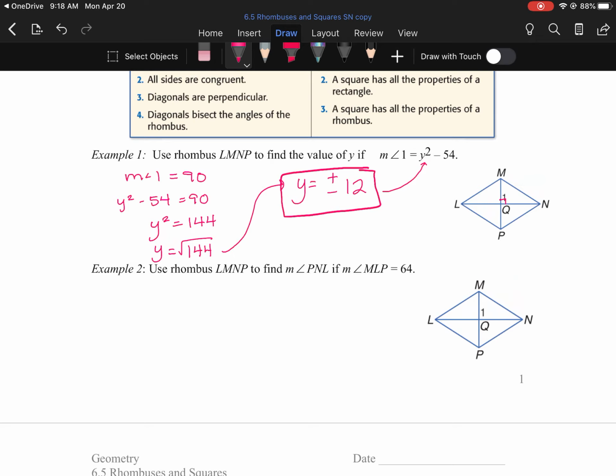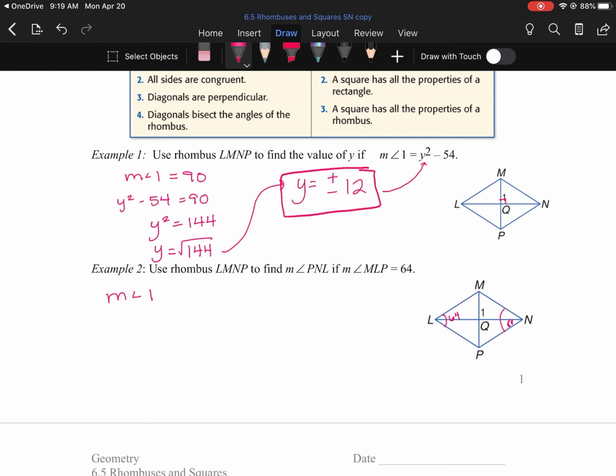All right, let's take a look at this next problem because it's also an example. It says use rhombus LMNP to find the measure of angle PNL if the measure of angle MLP is 64. So MLP, that's this angle, that is 64 degrees, and they want us to find PNL. So they want us to find this little one here. Well, we know that opposite angles are congruent. So we know that large angle is 64, and I know that each of those smaller angles is equal to half of that.